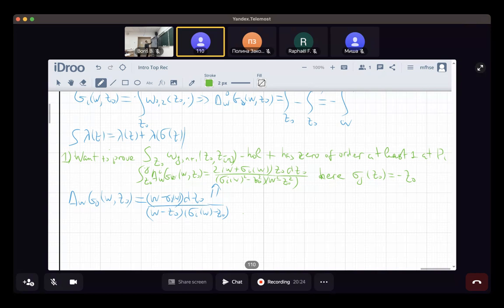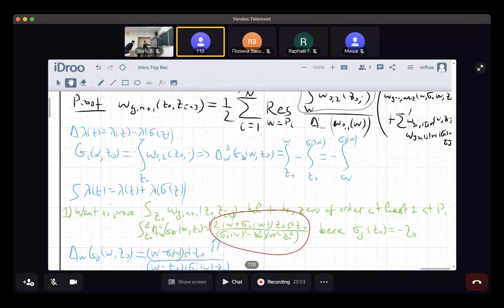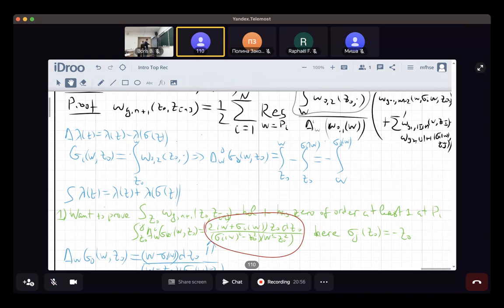And you see, so we look at this guy. Now we should take a residue as W tends to pi. We can just say that when we're interested in the behavior of this guy, we need to say that it's holomorphic in Z0 at pi. But note that here you have Z0 as a factor. And we assume that Z0 was equal to zero at pi.